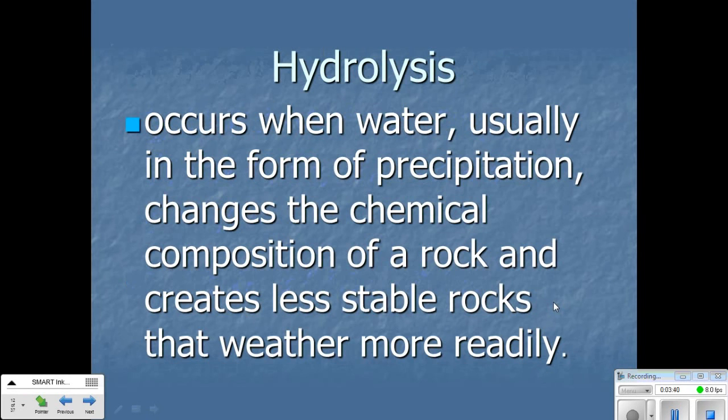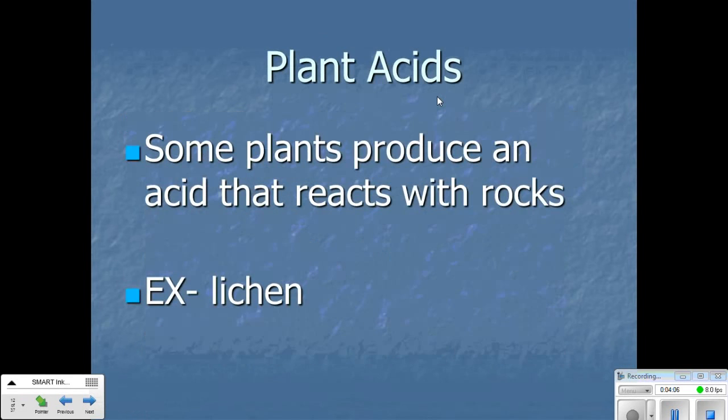Hydrolysis occurs when water, usually in the form of precipitation, changes the chemical composition of a rock and creates less stable rocks that weather more readily. So, hydrolysis, hydro means water, lysis is like a breakdown. If you think about cells, if you've done biology, it's going to be a breakdown by water.